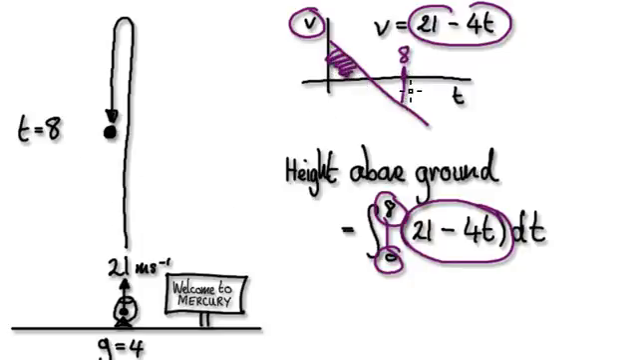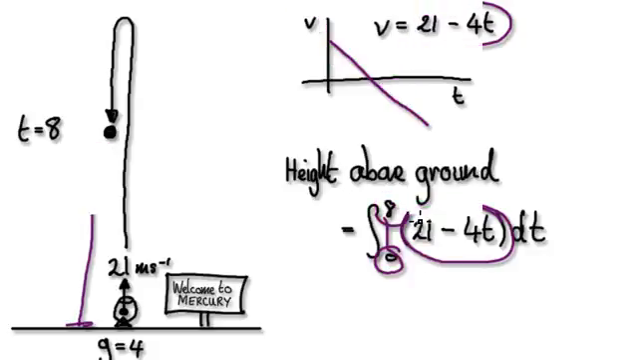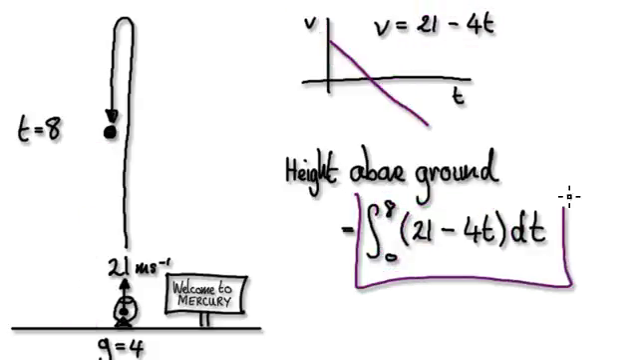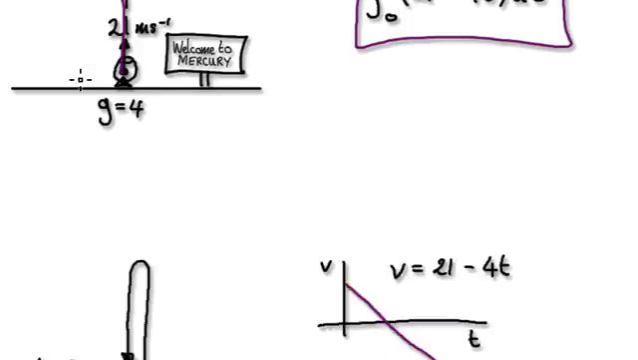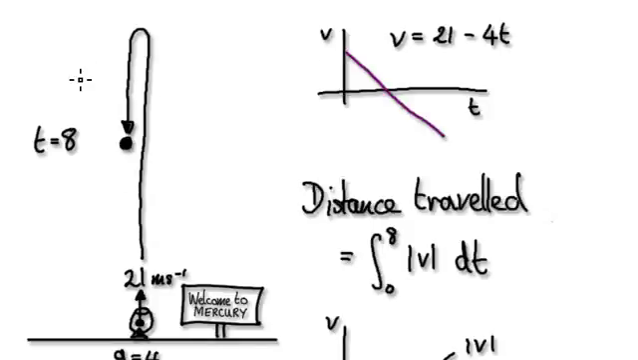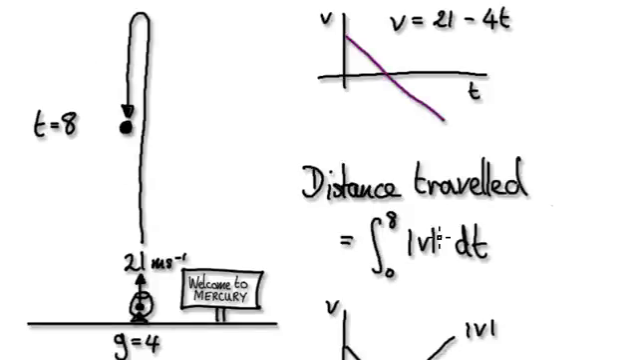So remember, this is a positive area. This here is a negative area. So adding the two together would represent the height above the ground. So it's really an exercise in me asking you to evaluate this, the height above the ground. Now the distance travelled would be the maximum height plus the free fall height. So the distance travelled would be really you working out the integral of the modulus of the velocity.